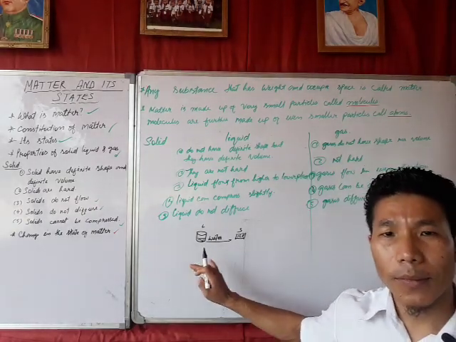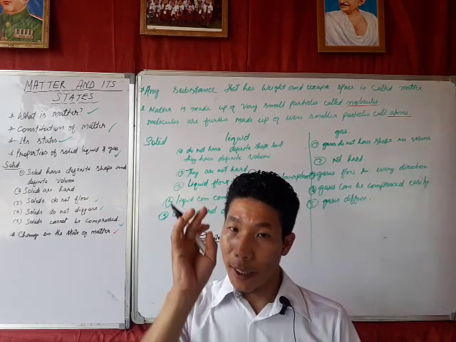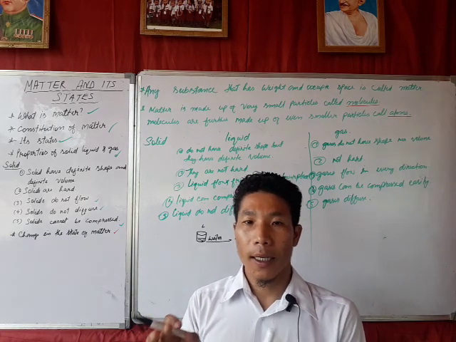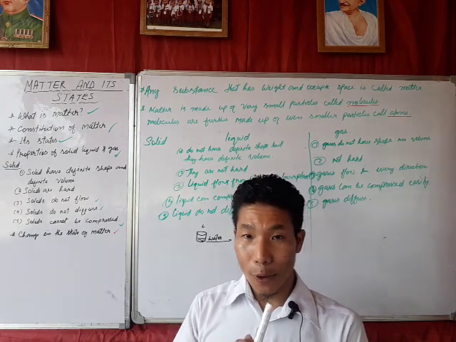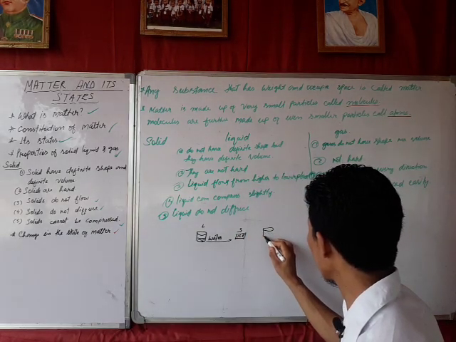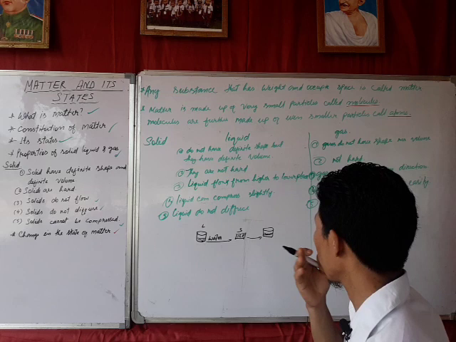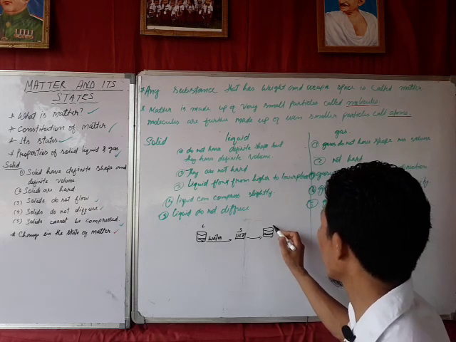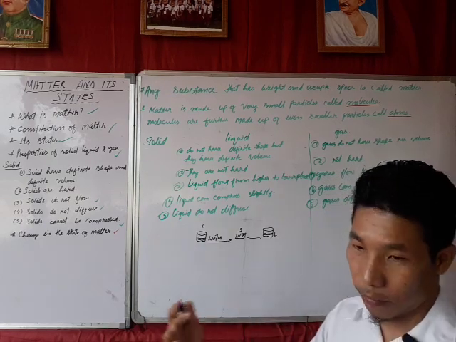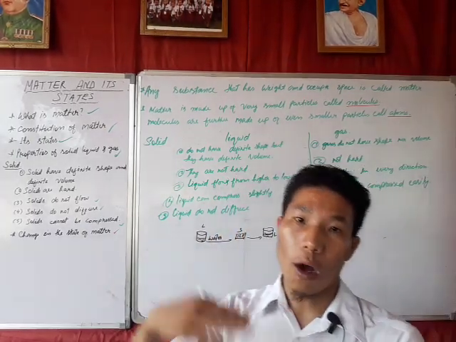Now if we keep this ice for a long time, it will melt and turn into water again, is it? So this ice will melt and change back into water again. It becomes liquid. So this is called changing of the state from one state to another.